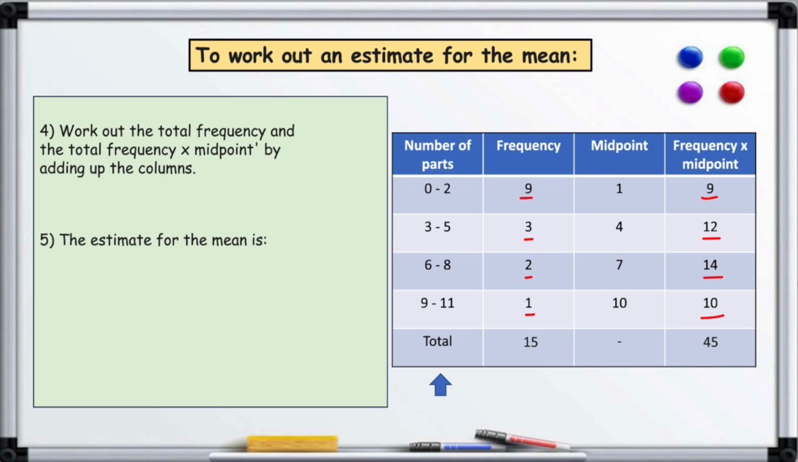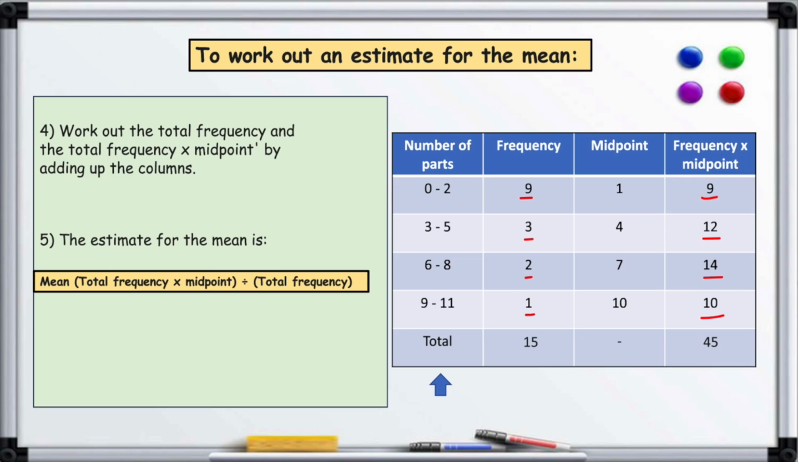Now the estimate for the mean is, this is where it gets a bit tricky. The mean is the total of the frequency times midpoint, so this number here, divided by the total frequency, divided by this number here. Okay? So that will be the estimate for the mean for this frequency table. So 45 divided by 15, and the answer is 3. So the estimate mean for this frequency table is 3.